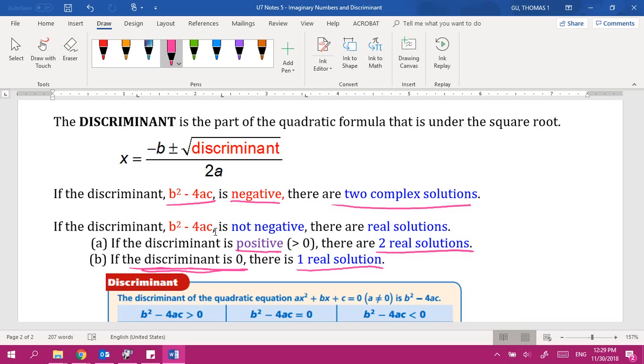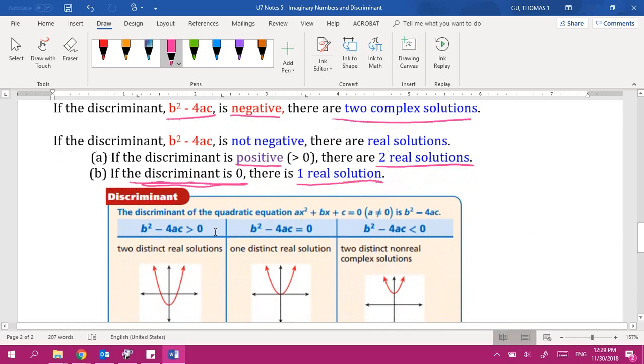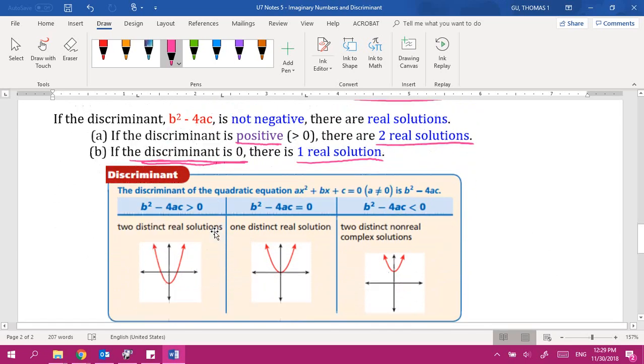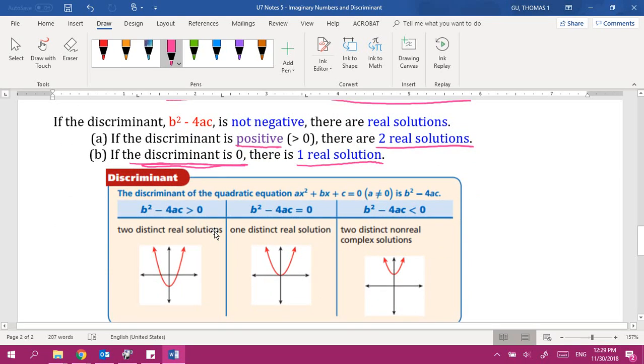Okay, so you do need to know that, because on the quiz and test, they will ask you these things. And then you need to be able to identify what your graph would look like generally based on that information. If you have 2 real solutions, that means your graph is going to cross the x-axis at 2 points. Because remember, a solution is where your graph crosses the x-axis, right? So if you have 2 solutions, it's going to cross twice, something like this.